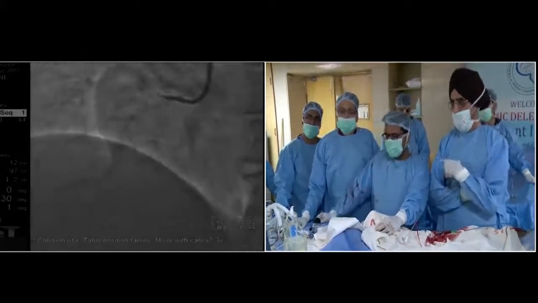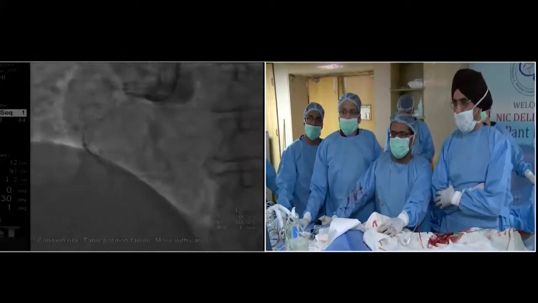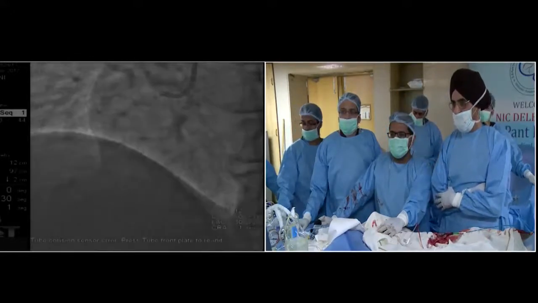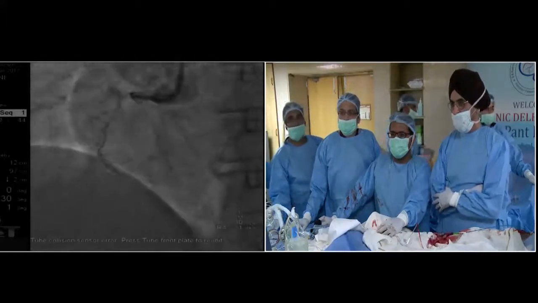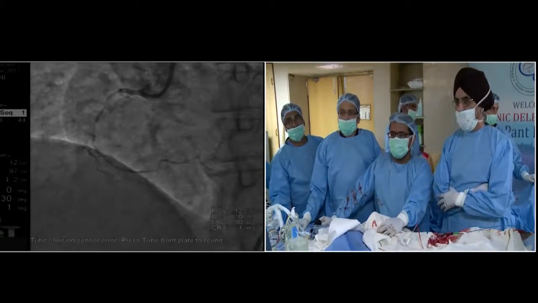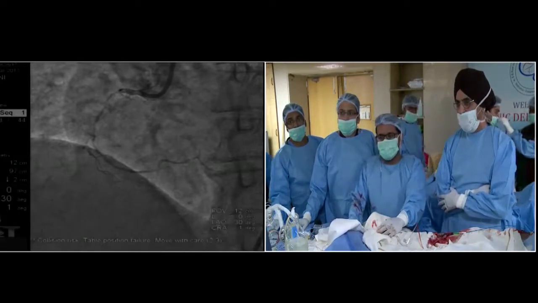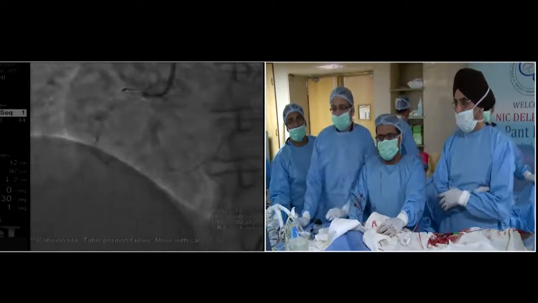Our thought was that since RCA is infarcted, there are some collaterals from the left system. I'm going to attempt the RCA, but it's going to be very hard because it's very thin and you can see a very long segment of stenosis. And it is a CTO in the proximal part. So we got the first wire.